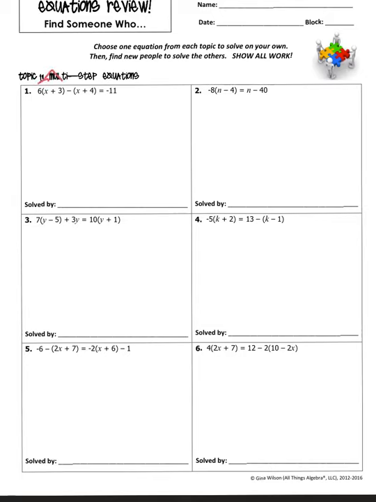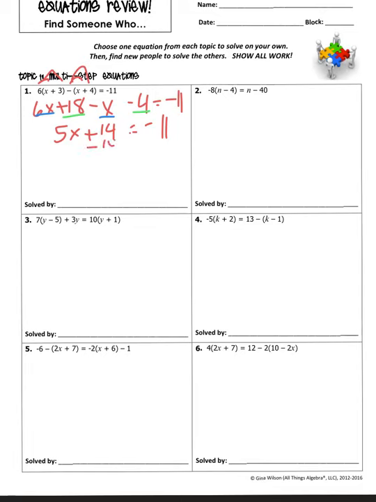distribute. So we get 6x plus 18. Don't forget to distribute that negative to both, so that's negative x minus 4 equals negative 11. Combine like terms. Six x minus x is 5x. 18 minus 4 is 14 equals negative 11.